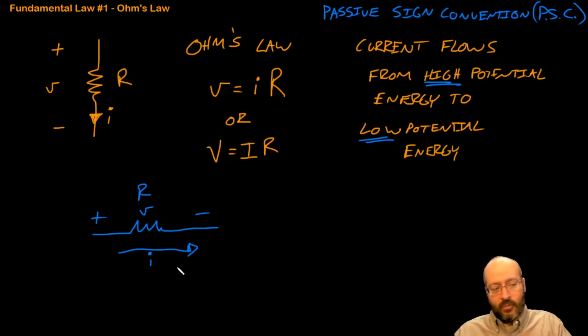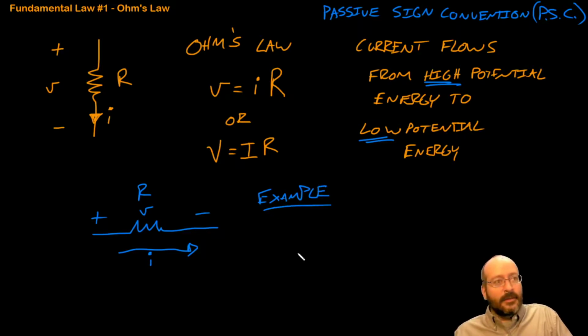You've got to look at the difference in energy across the resistor, and that's going to give you the direction of current flow. Okay, so let's play with Ohm's law a little bit, because who doesn't like playing with Ohm's law, and just make sure we can do this.